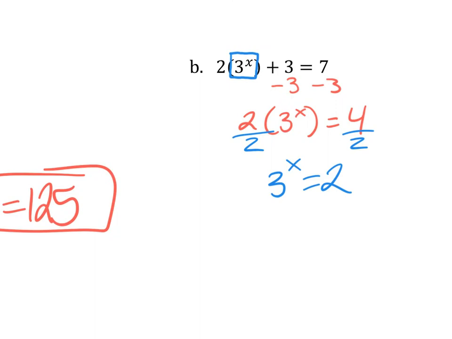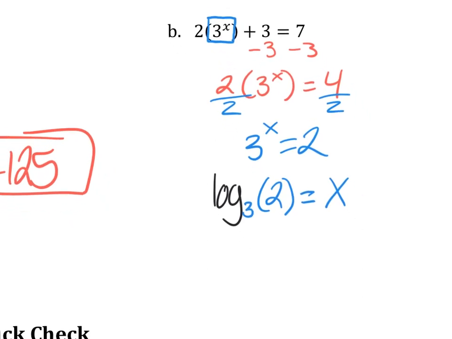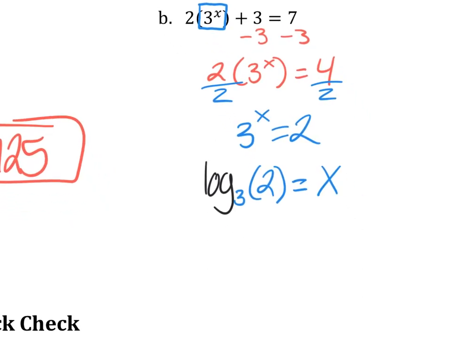Now, looking at it, do we know what x could equal right off the bat? No, so what should we try? Converting. We should have log base 3 of 2 equals x. Okay, now x is by itself. That's really good. That means we're almost there.